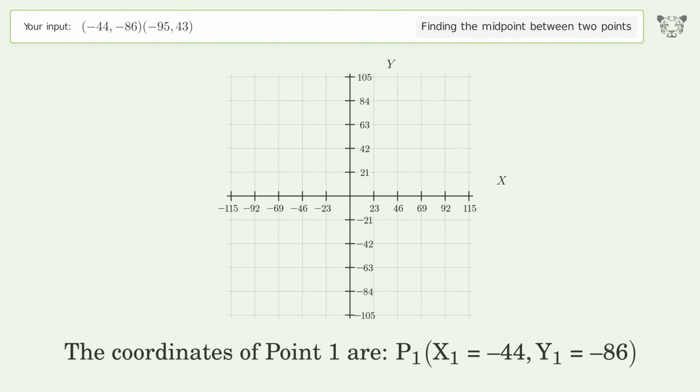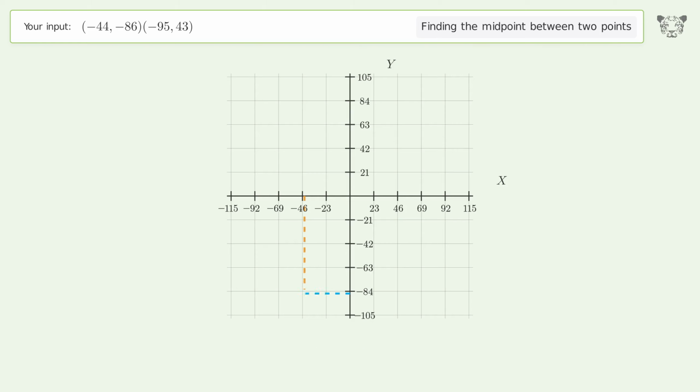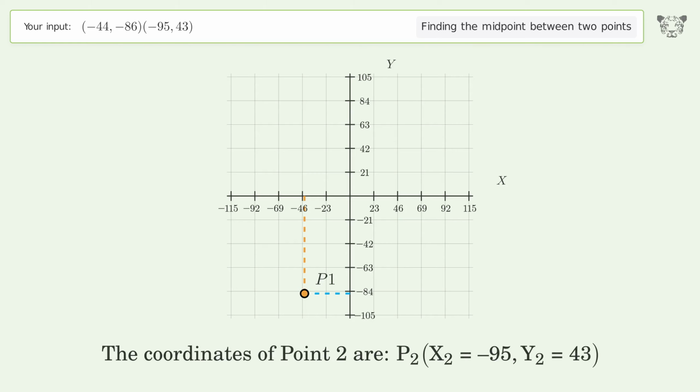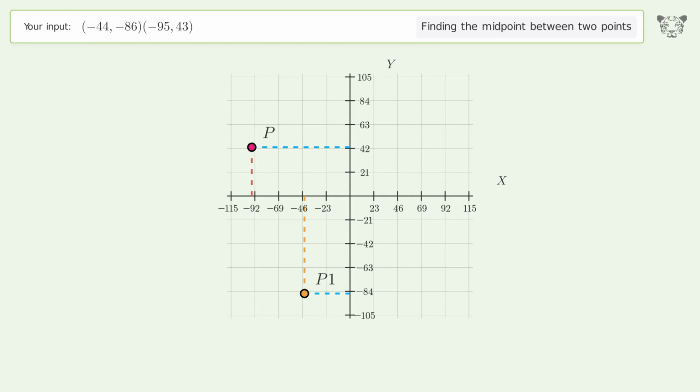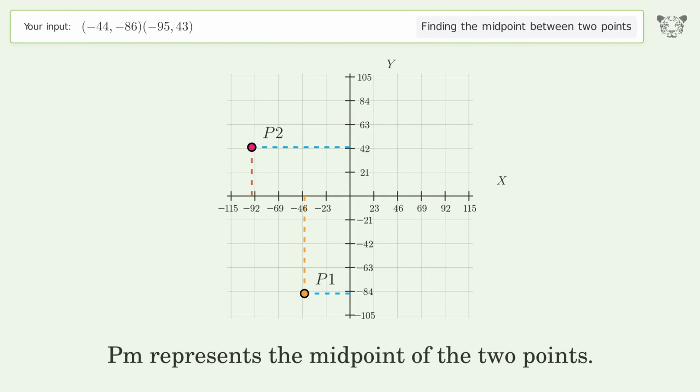The coordinates of point 1 are, x1 equals -44, y1 equals -86. The coordinates of point 2 are, x2 equals -95, y2 equals 43. PM represents the midpoint of the 2 points.